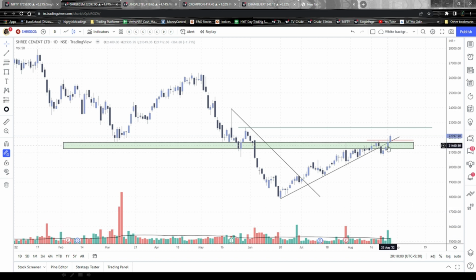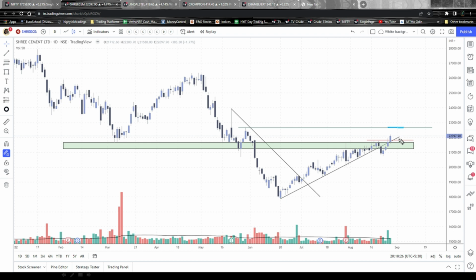As you can see, this red line was the resistance it was having, and it was breached on 26th of August. The chances are it can easily go up. Just a moment, let me bring in the pencil. So chances are it can easily go up till this level. This level, the green line that you see here, is the target that I have set.